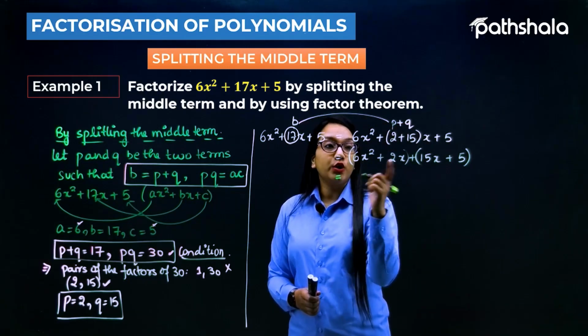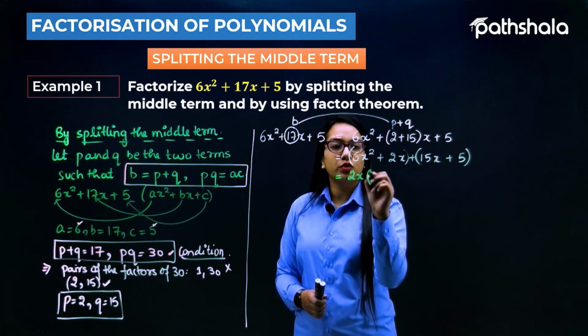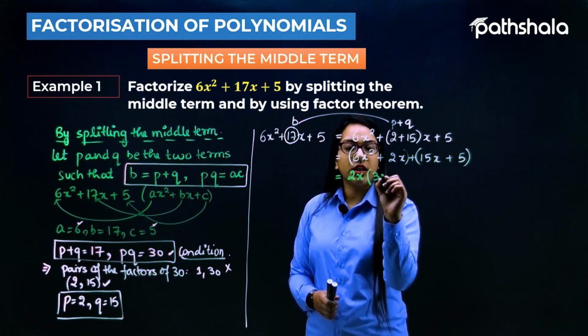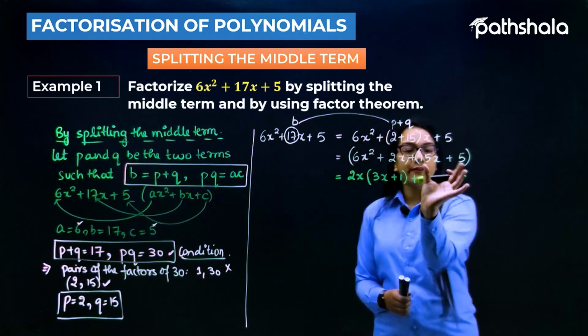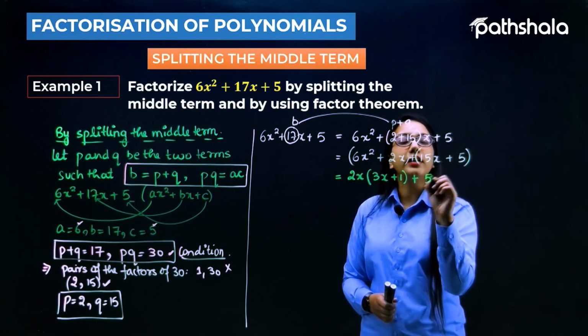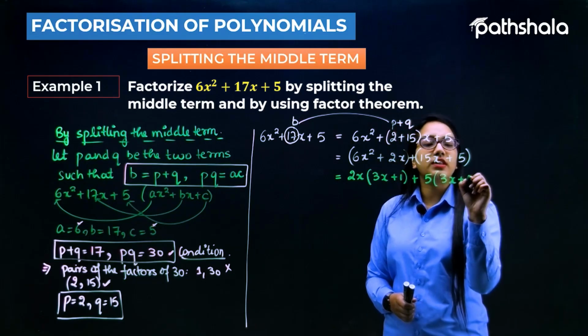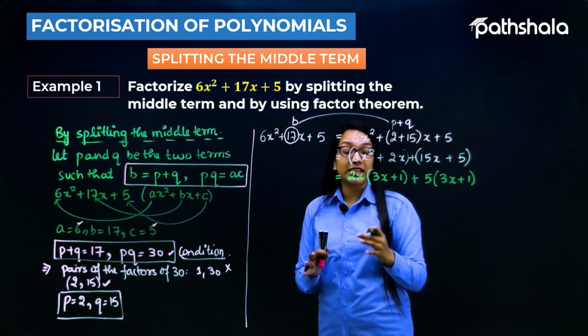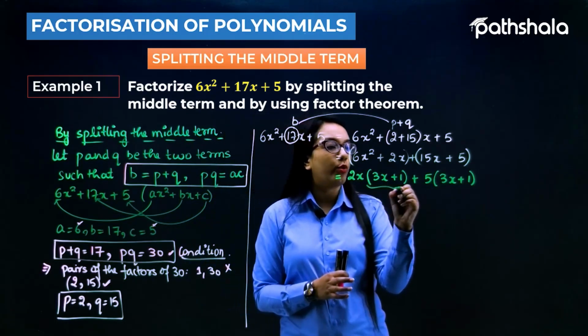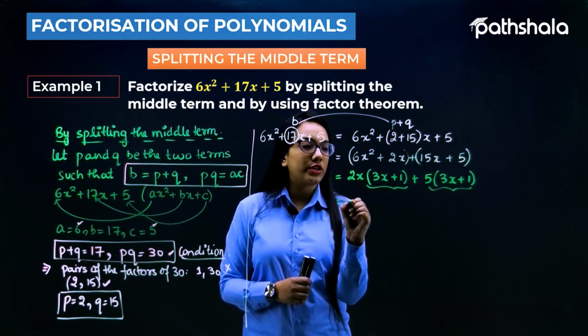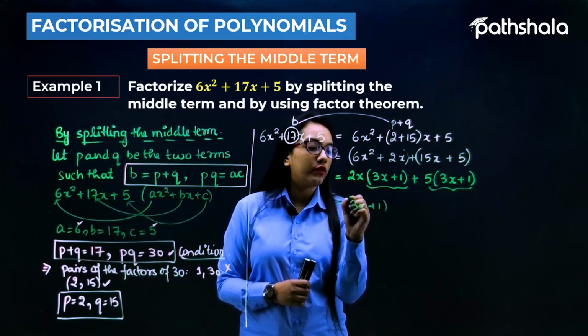We can take 2x common out of it. So the term left out would be 3x plus 1, and further we can take 5 common out of this particular bracket. So the term that is left out is 3x plus 1 again. We can see from this expression that we can take 3x plus 1 common out of both of these terms. So let us suppose I am taking 3x plus 1 common out of these terms.